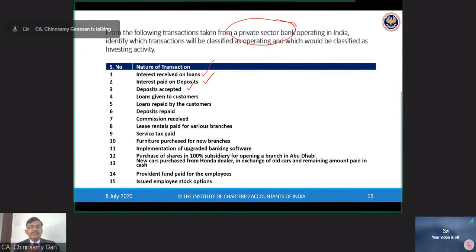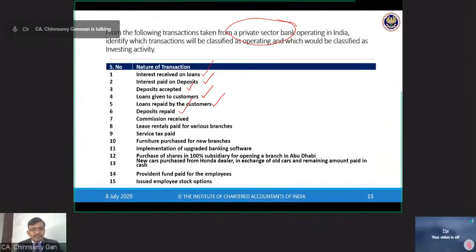When you are giving a loan to the customer, it becomes a trade receivable for you. So this is also part of your operating cash outflow. Loans repaid by the customer is collection from the customer, so it relates to operating activities, cash inflows. Deposits repaid: you took the deposit from the public and you are repaying it. So repayment is an outflow, but relating directly to your core business activity. So that is also relating to your business activity.